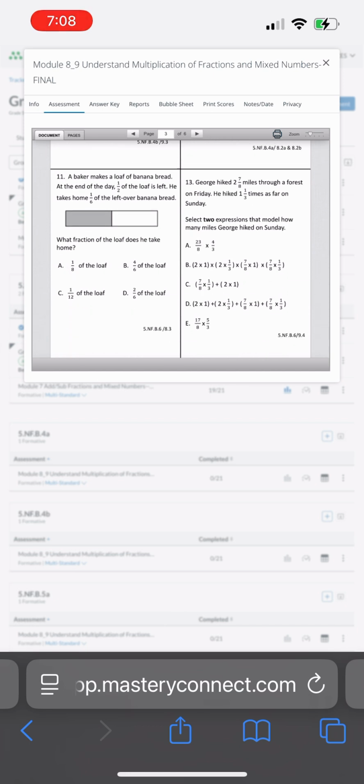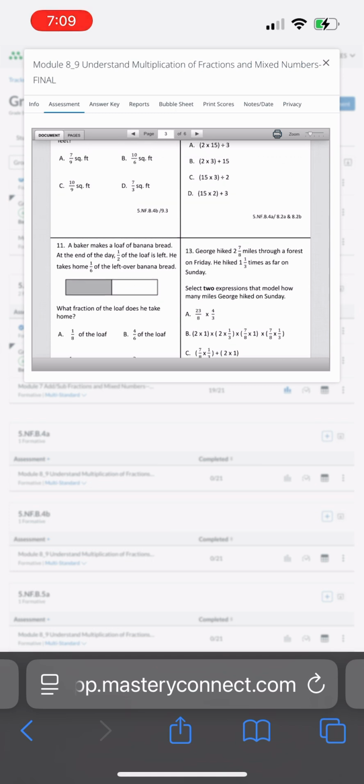Number 11. A baker makes a loaf of banana bread. At the end of the day, half of the loaf is left. He takes home 1/6 of the leftover banana bread. What fraction of the loaf does he take home? A, 1/8 of the loaf. B, 4/6 of the loaf. C, 1/12 of the loaf. D, 2/6 of the loaf.